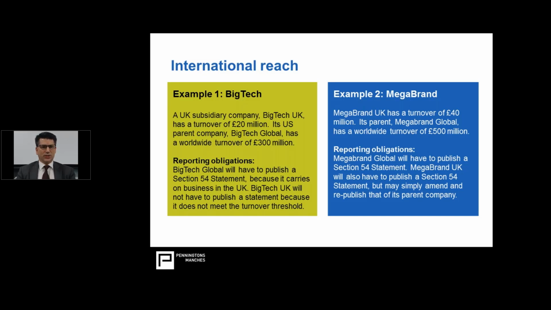And now let's look at example 2. Here, Megabrand UK has a turnover of £40 million and Megabrand Global has a worldwide turnover of £500 million. In this case, Megabrand Global will have to publish a Section 54 statement, and Megabrand UK will also have to publish a Section 54 statement, but it may amend or republish that of its parent company.